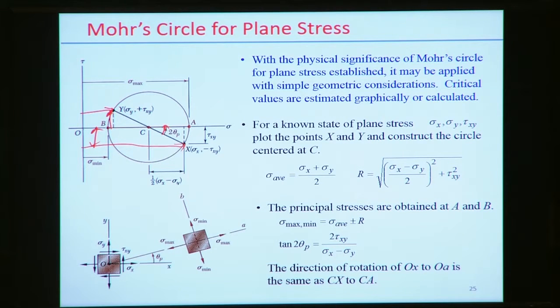Now from the known state of plane stress sigma x, sigma y and tau xy, first we need to plot the points x and y and construct the circle centered at C. So how can we find the center C? The average value, sigma average, equals sigma x plus sigma y divided by 2, and the radial distance is given by the square root of sigma x minus sigma y divided by 2, squared, plus tau xy squared.